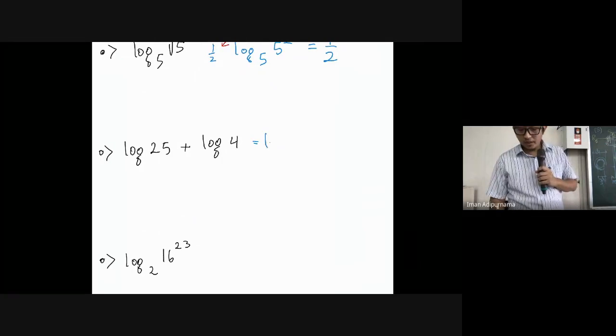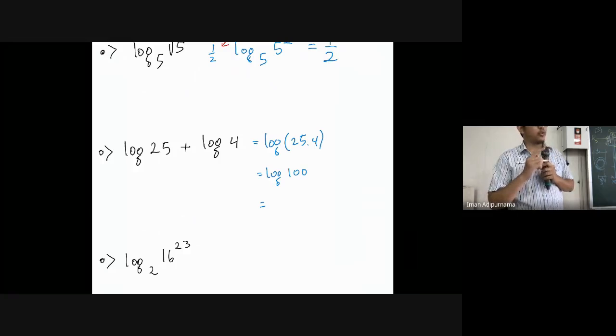So here, log, okay, 25, 4. Okay. So it's log 100. And it is equal to 2. Okay. Why is 2? Yes, 10 squared. Okay. So you can also get the idea. This is from here. You can also going forward to here. Okay.